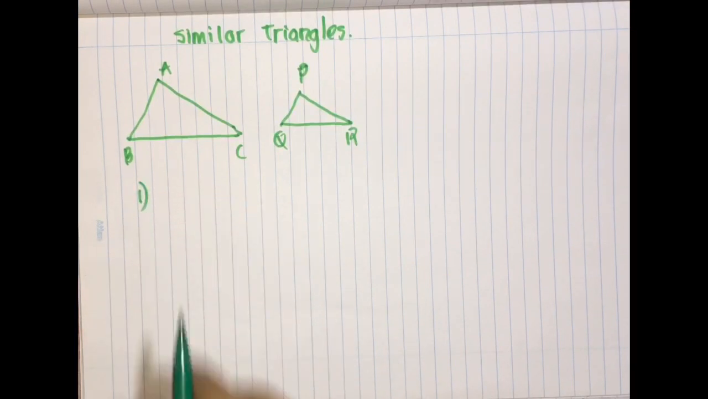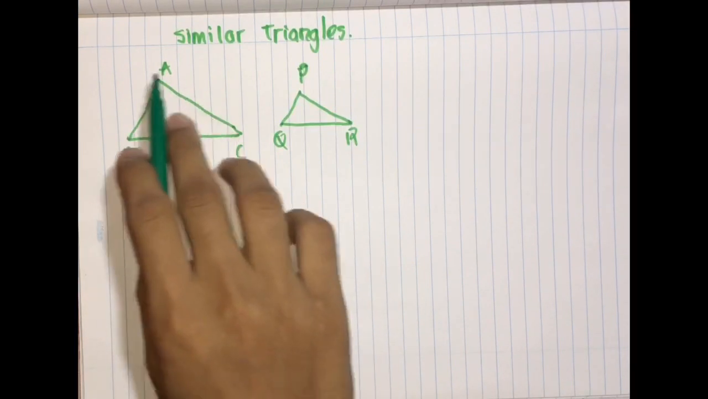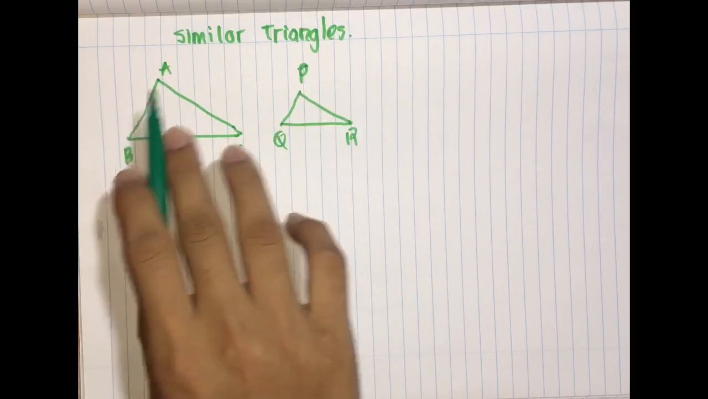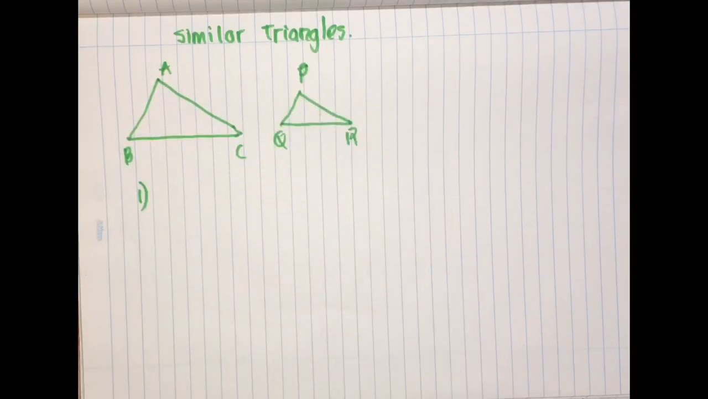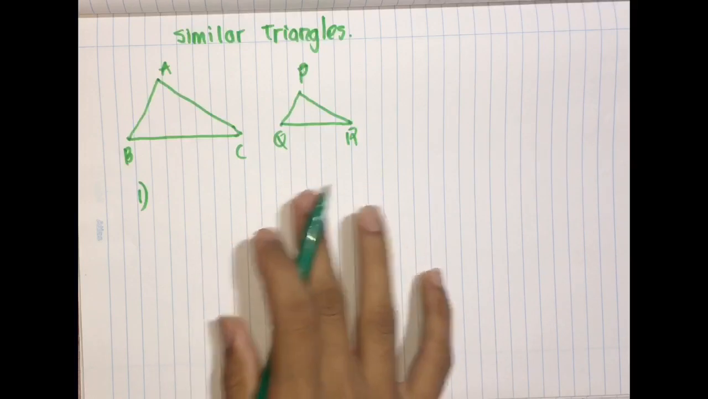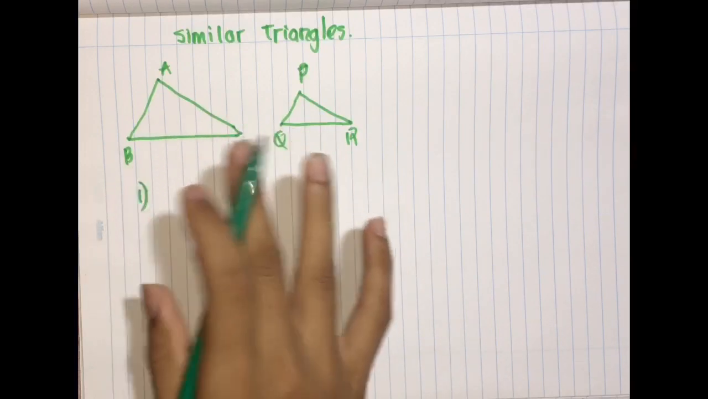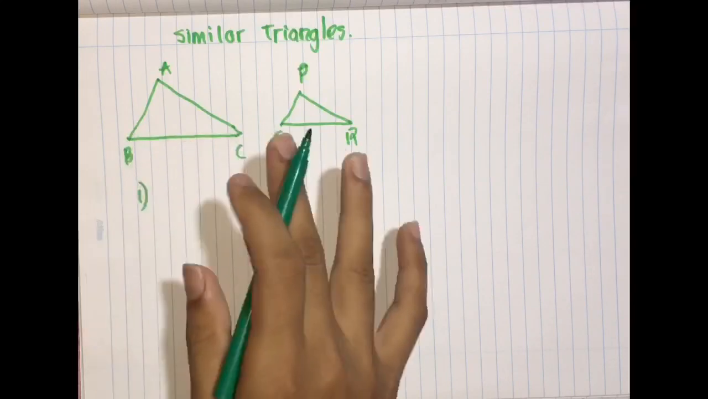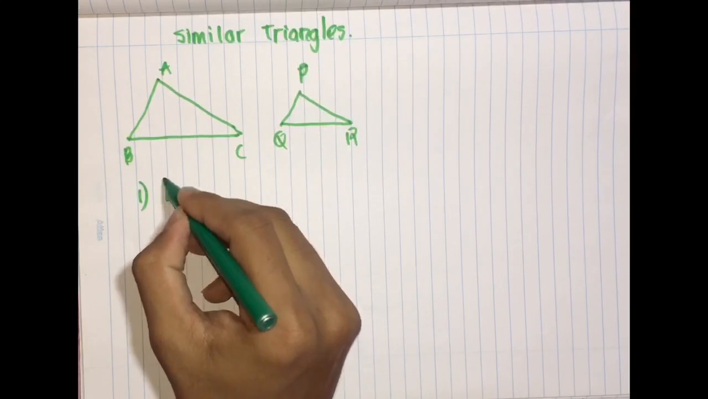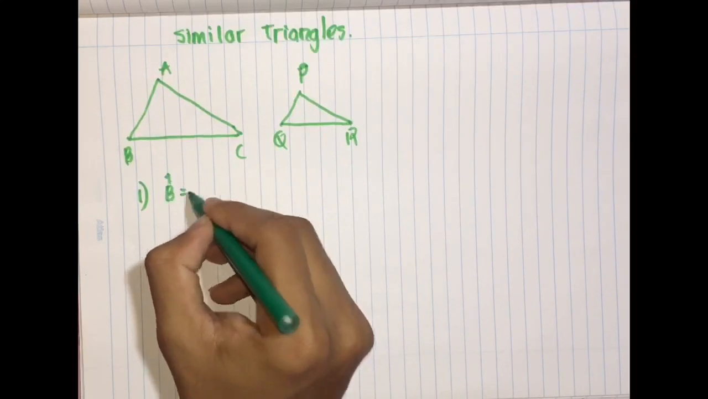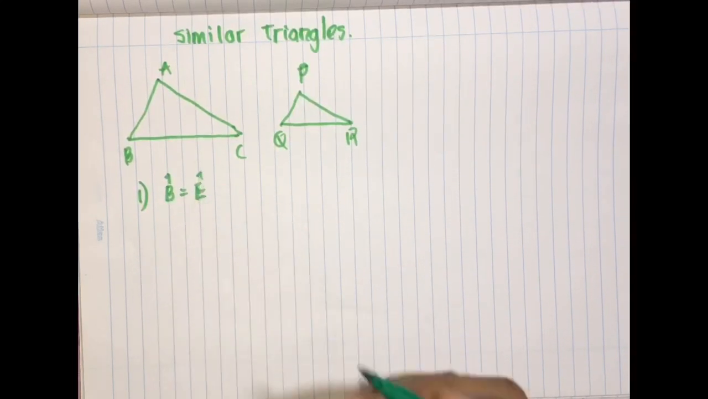One is that all the angles of this triangle should be equal to each of the angles of the other. And also the sides: the corresponding sides should be proportional. Even if you don't understand, no worries, you'll understand it with these examples and questions. Now see, two conditions. One is that the angles should be the same.